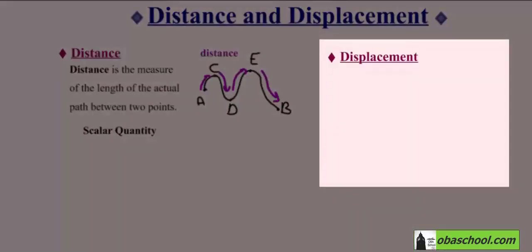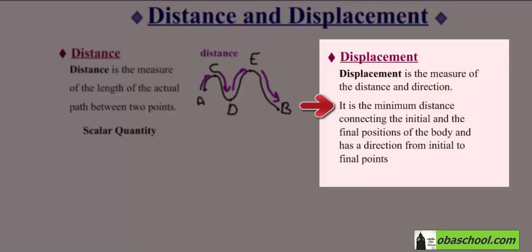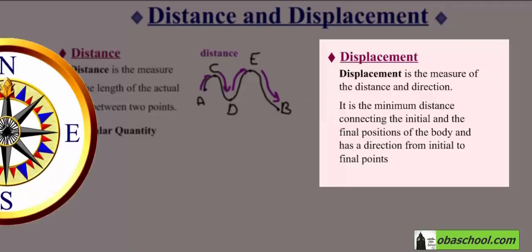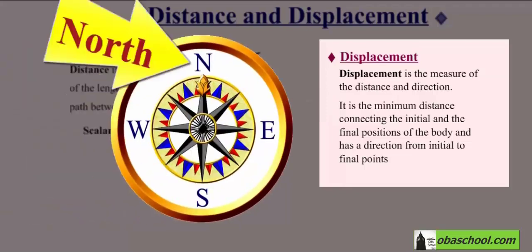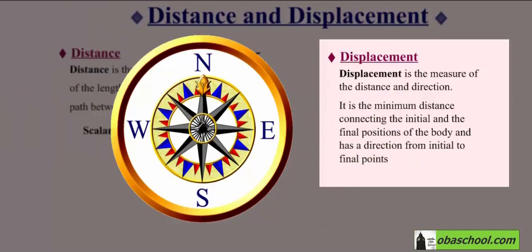As for displacement, displacement is the measure of the distance and the direction, which is different than distance. It is also the minimum distance connecting the initial and the final positions of the body and has a direction from initial to final point. Thus, it doesn't matter if the object goes up or down. The direction could be north, south, east, or west.